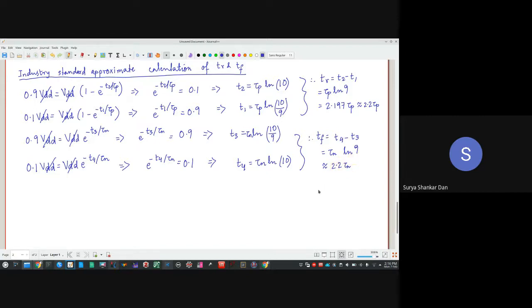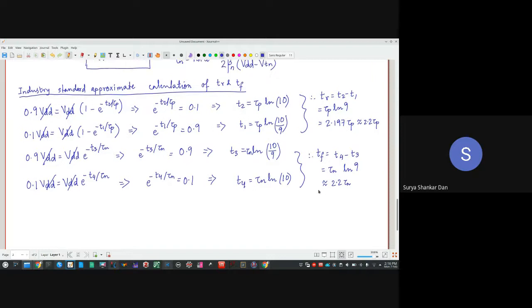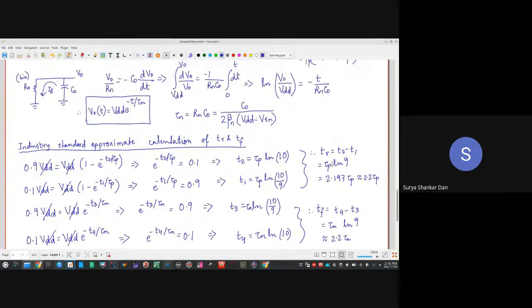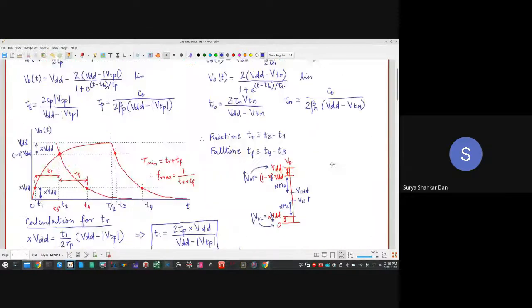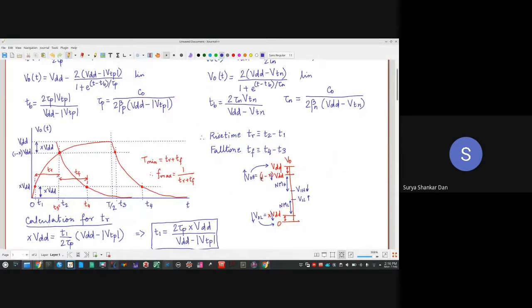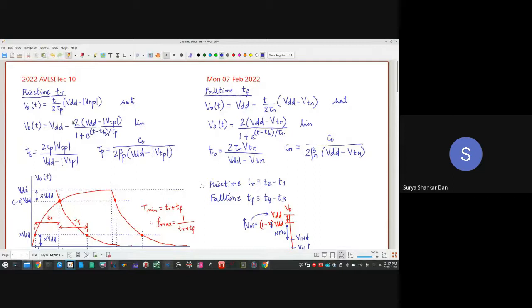Okay, so for just rough hand calculations, this 2.2 tau n, 2.2 tau p is good enough. But whenever you want to figure out the noise margin issues, what VOH and VOL will be, depending on the particular application, you have to go through this exercise of finding the VO value as it is varying with time.